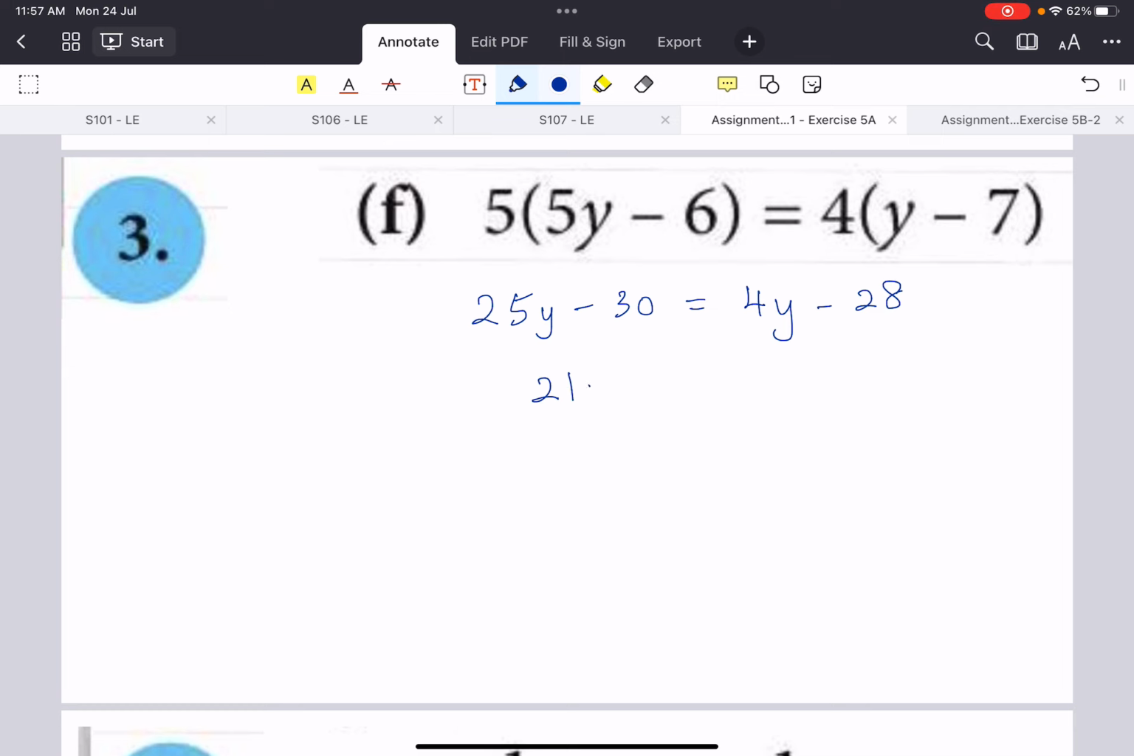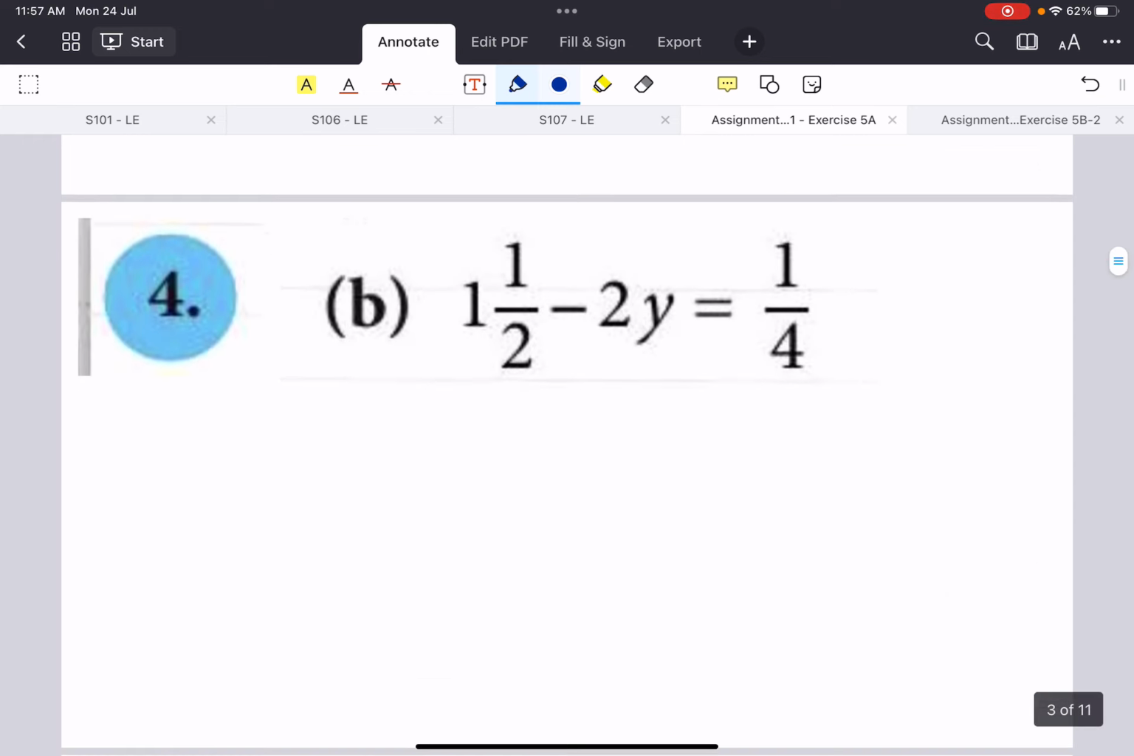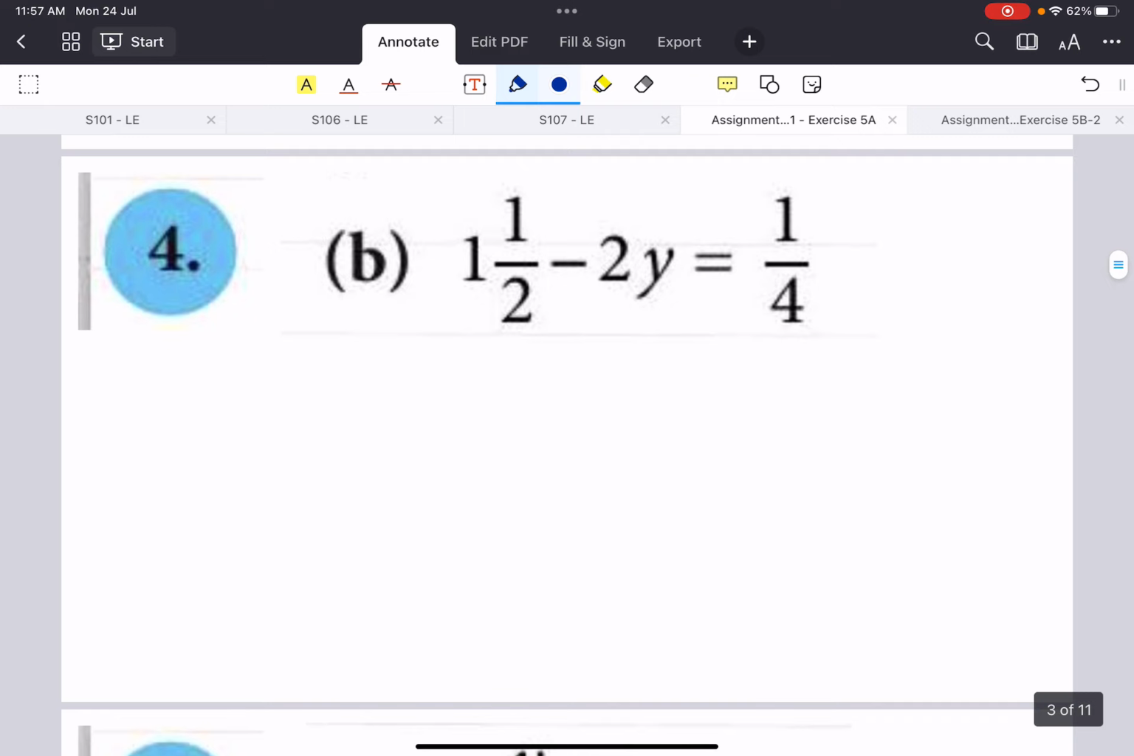We have 21y on the left. And when we add 30 on both sides, we are left with 2 on the right. So putting them together, y equals 2 over 21. That's how we can do the first question. Right? The next question. This time round, we have some fractions.